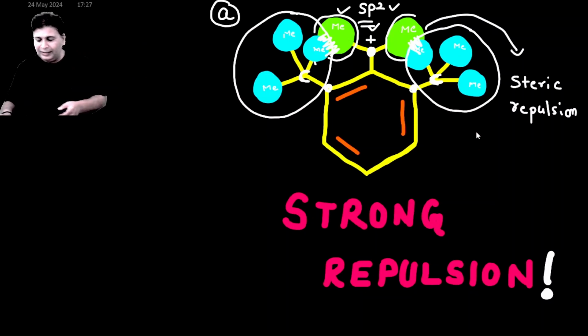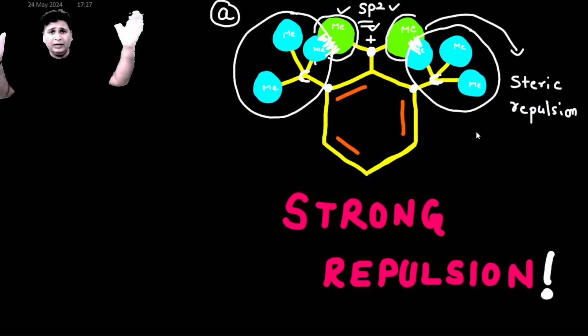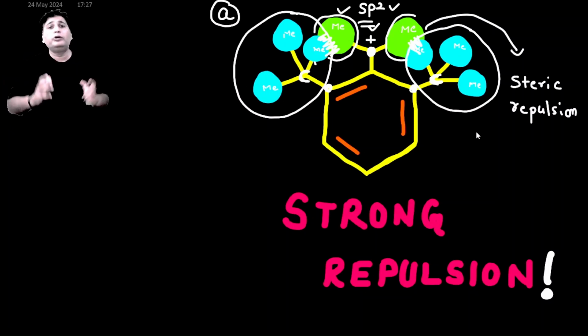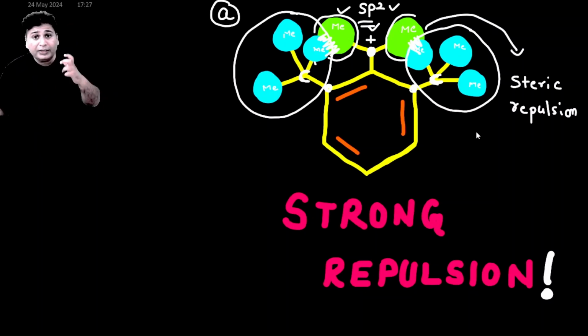So you can understand that because of repulsion the stability has decreased, so it will try to reduce the repulsion. So what is the way it can reduce the repulsion? You can understand in this simple manner.